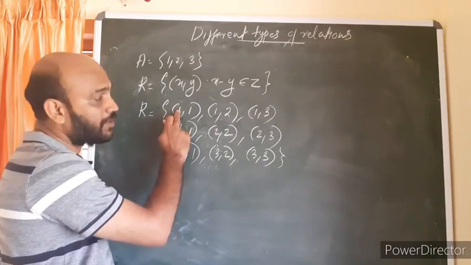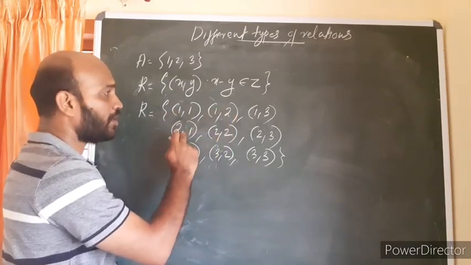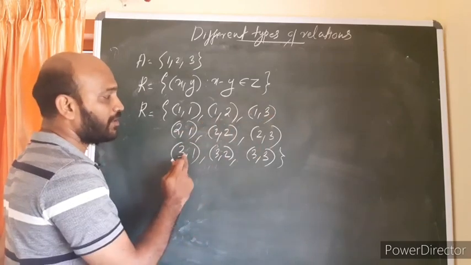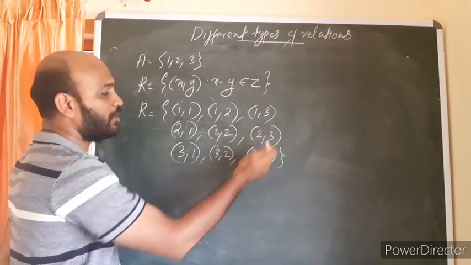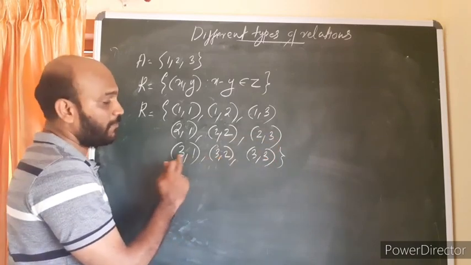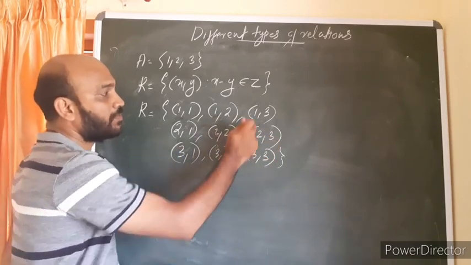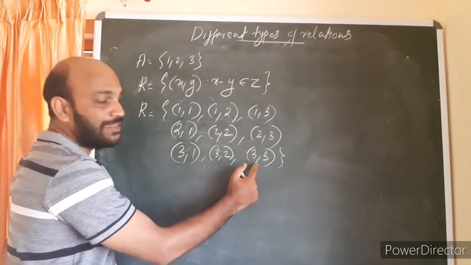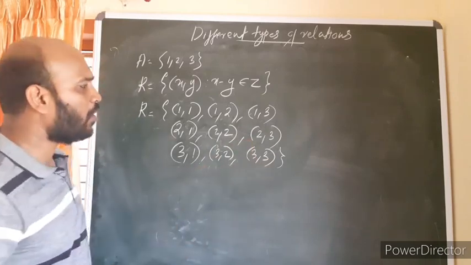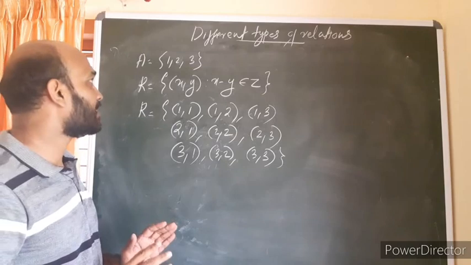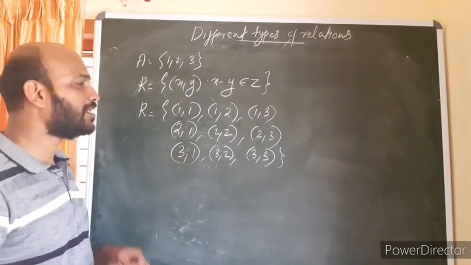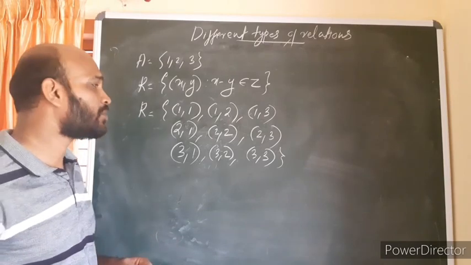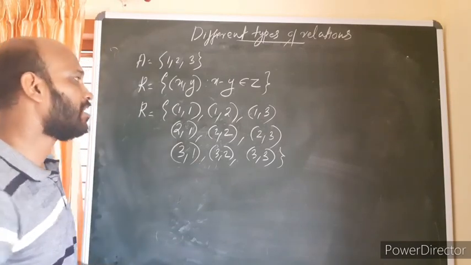Symmetric means if (a,b) belongs to R, then (b,a) should be there. (1,1) reverse is (1,1). (1,2) reverse is (2,1). (1,3) reverse is (3,1). (2,1), (1,2); (2,2), (2,2); (2,3), (3,2) is here. (3,1), (1,3) is here. (3,2), (2,3) is here. (3,3), (3,3). So all elements satisfy the condition of symmetry. So it is symmetric.